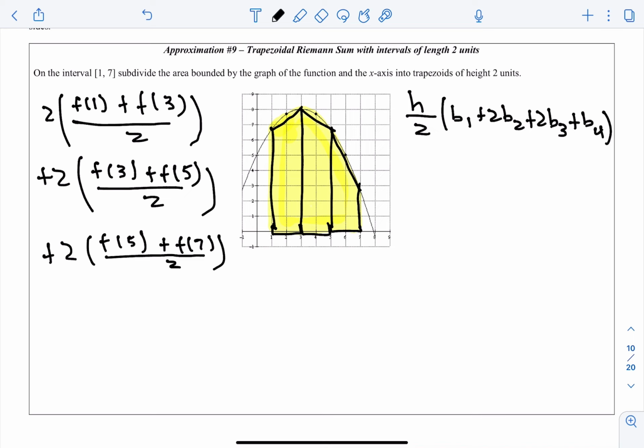And now we could do base 1, so that's f of 1 plus 2 times the second base, which is f of 3, plus 2 times the third base, so that's f of 5, plus base 4, which is f of 7. And if you had a function, you could plug this in, but I'm just going to stop here. So that is our answer.